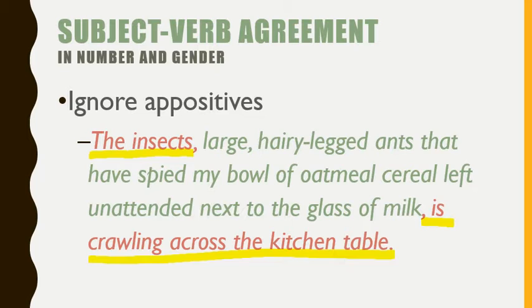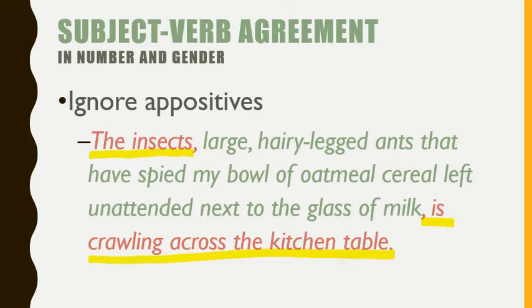Let's try reading the sentence. The insects, large hairy-legged ants that have spied my bowl of oatmeal cereal left unattended next to the glass of milk, is crawling across the kitchen table. Now, this is grammatically correct. There's nothing wrong with this sentence.